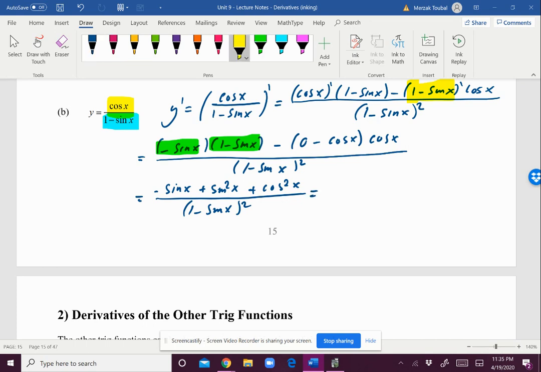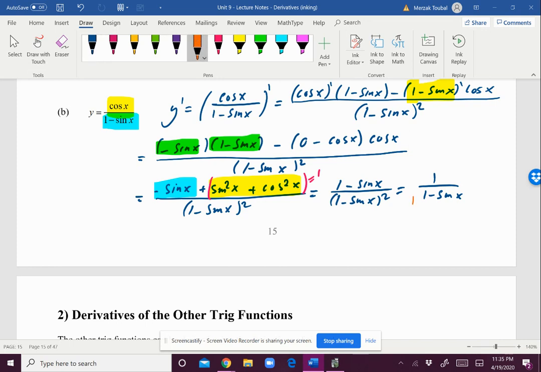Now, there is something we need to remember: sine squared plus cosine squared is 1. So this equals 1. It's called the Pythagorean identity. So it means it's 1, and don't forget the minus sine. So it's 1 minus sine over 1 minus sine squared. And obviously this simplifies to 1 over 1 minus sine. And that would be our final answer.